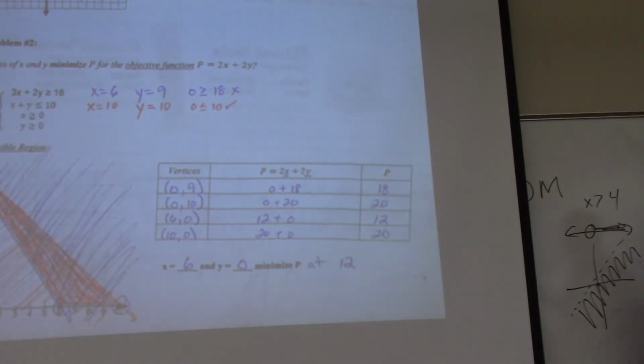Now, if I did ask you to maximize this, there would be 2 answers. You would say both 0, 10, and 10, 0 would maximize this. We're going to see that happen on one of your homework problems, not today, but in the future. But for right now, we just want our minimum, and it's at 12.